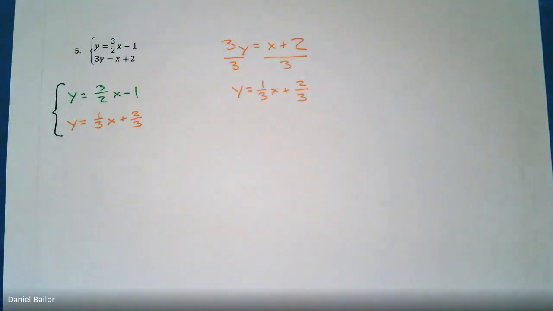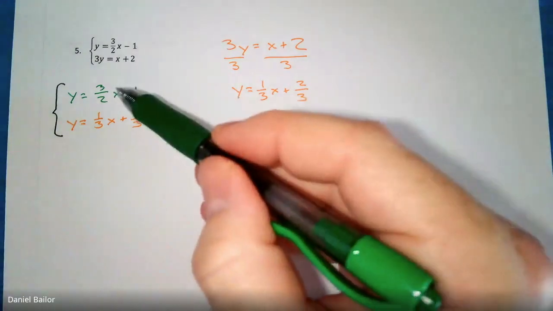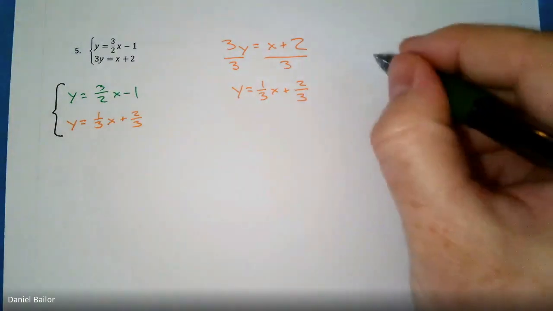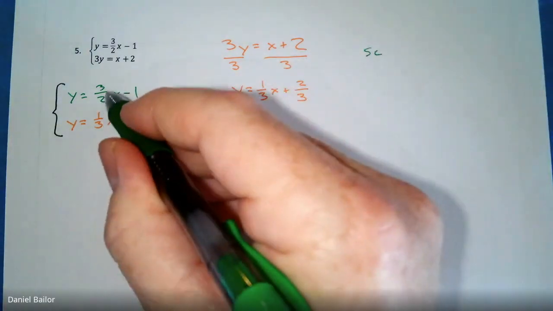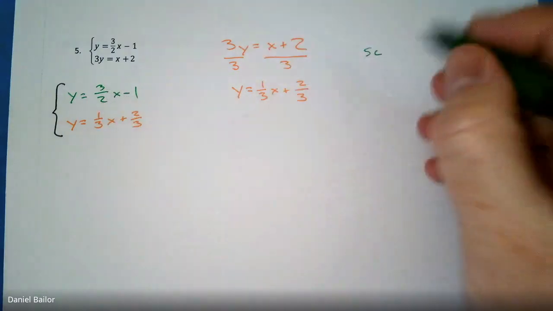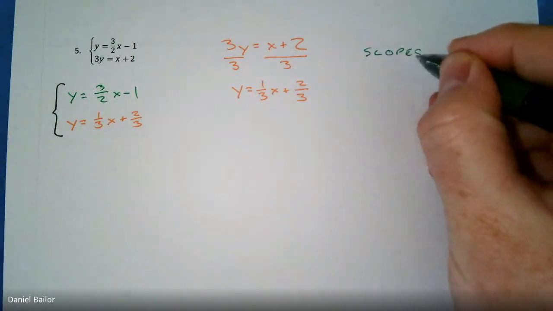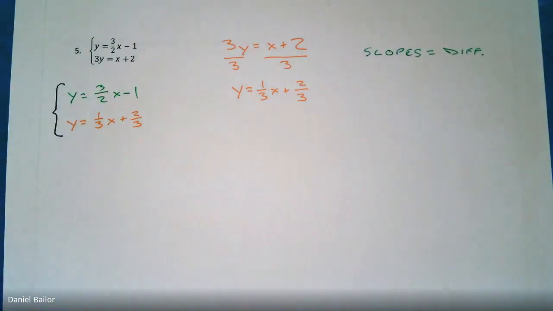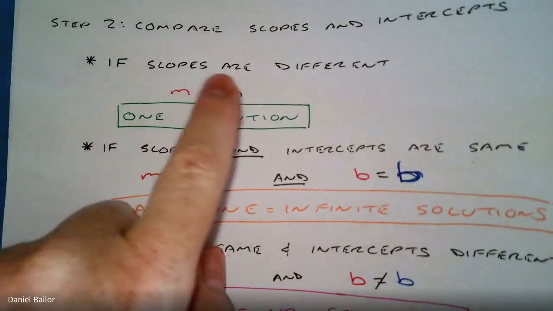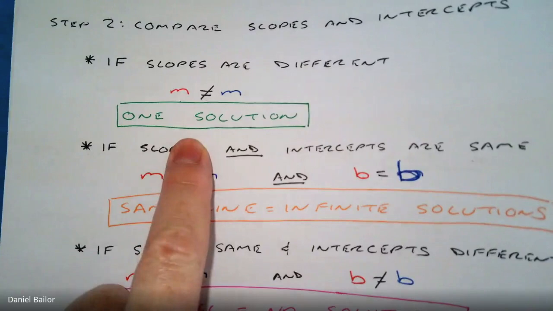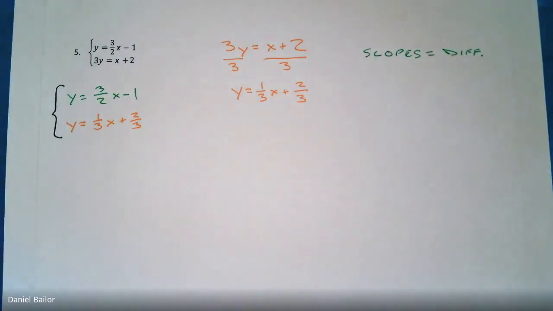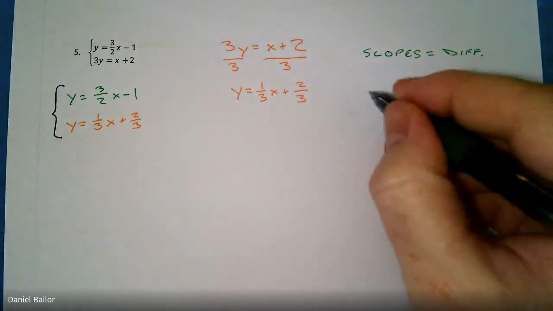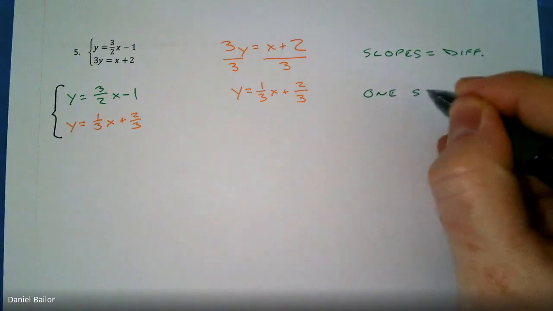Well, let's look at this. How many solutions? I'm looking at this and I see the slopes are different. Green slope is 3/2. Orange slope is 1/3. So the slopes are different. How many solutions do we have if the slopes are different? Going back to our notes, if the slopes are different, there's one solution. That's why that page helps you out. So the slopes are different. There is one solution.